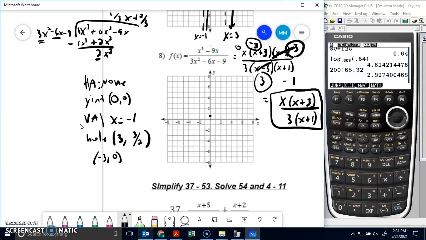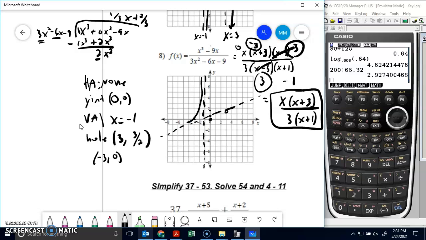So from the y-intercept of 2/3, I go up 1 over 3. Here's my oblique this way, down 1, back 3. Here's my oblique this way. 0, 0 is an intercept. Negative 1 is a vertical asymptote. There is a hole at 3, 1.5, which is right here. And at negative 3, there's an x-intercept.